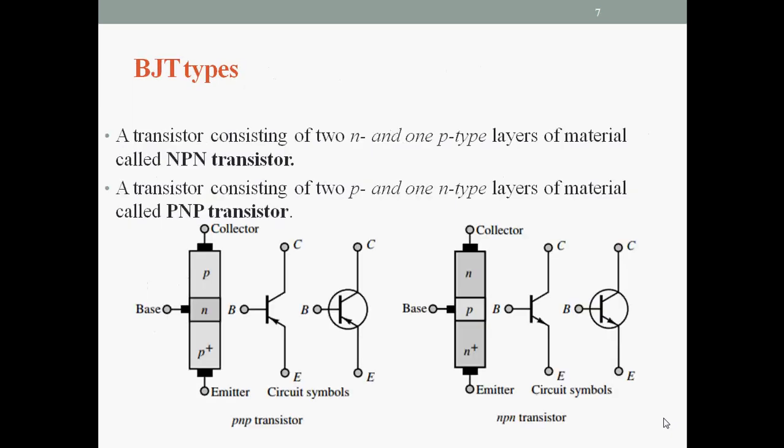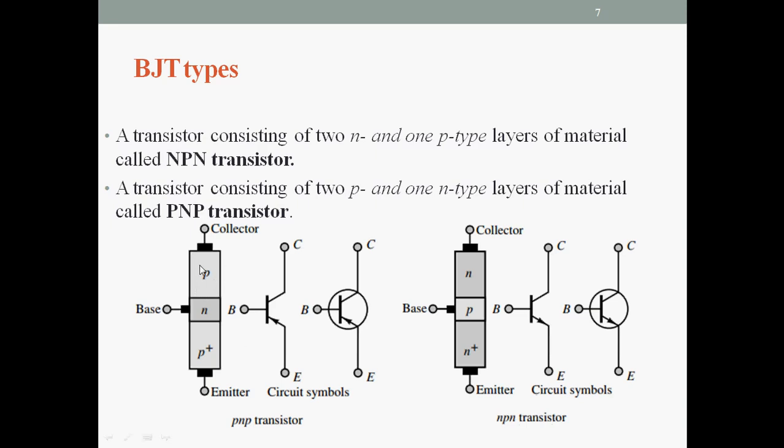Types of BJTs: a transistor consisting of two N and one P type layers of material is called an NPN transistor, whereas a transistor consisting of two P and one N type layers of material is called a PNP transistor. From the below diagram, we can see a PNP and an NPN transistor.